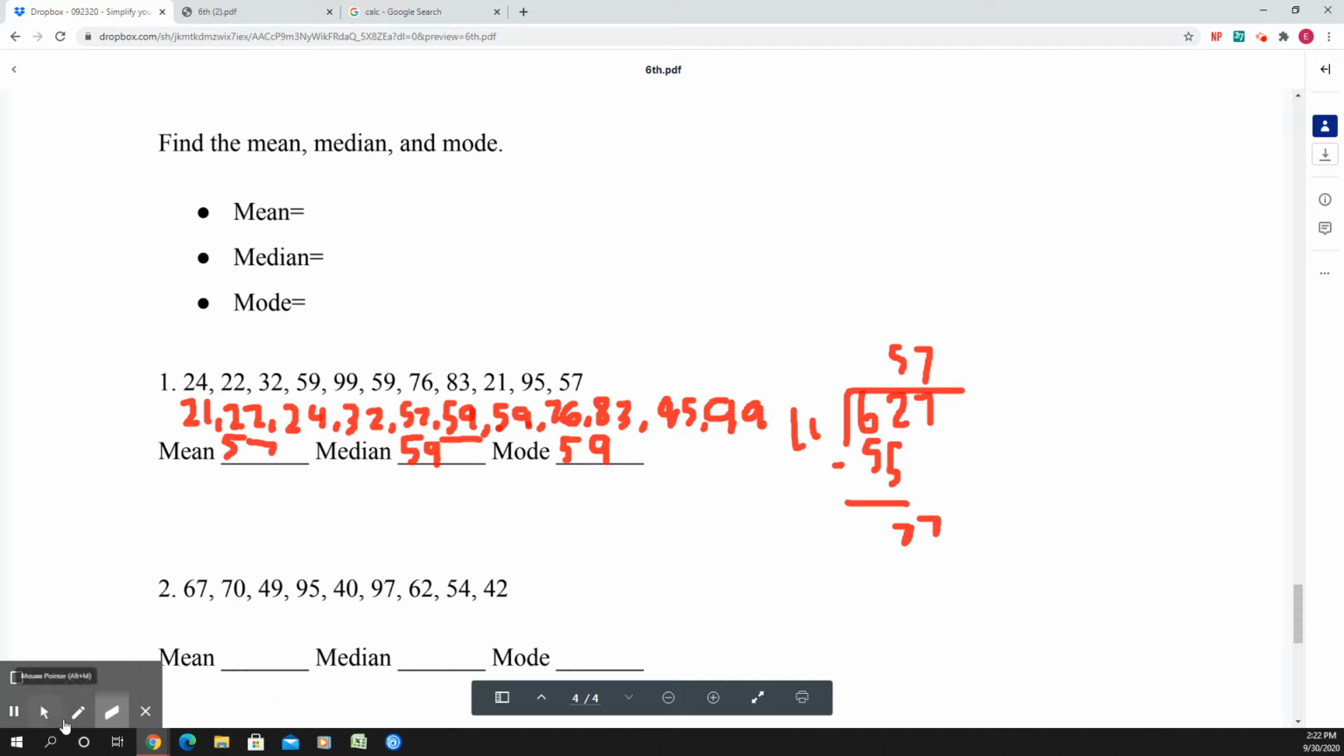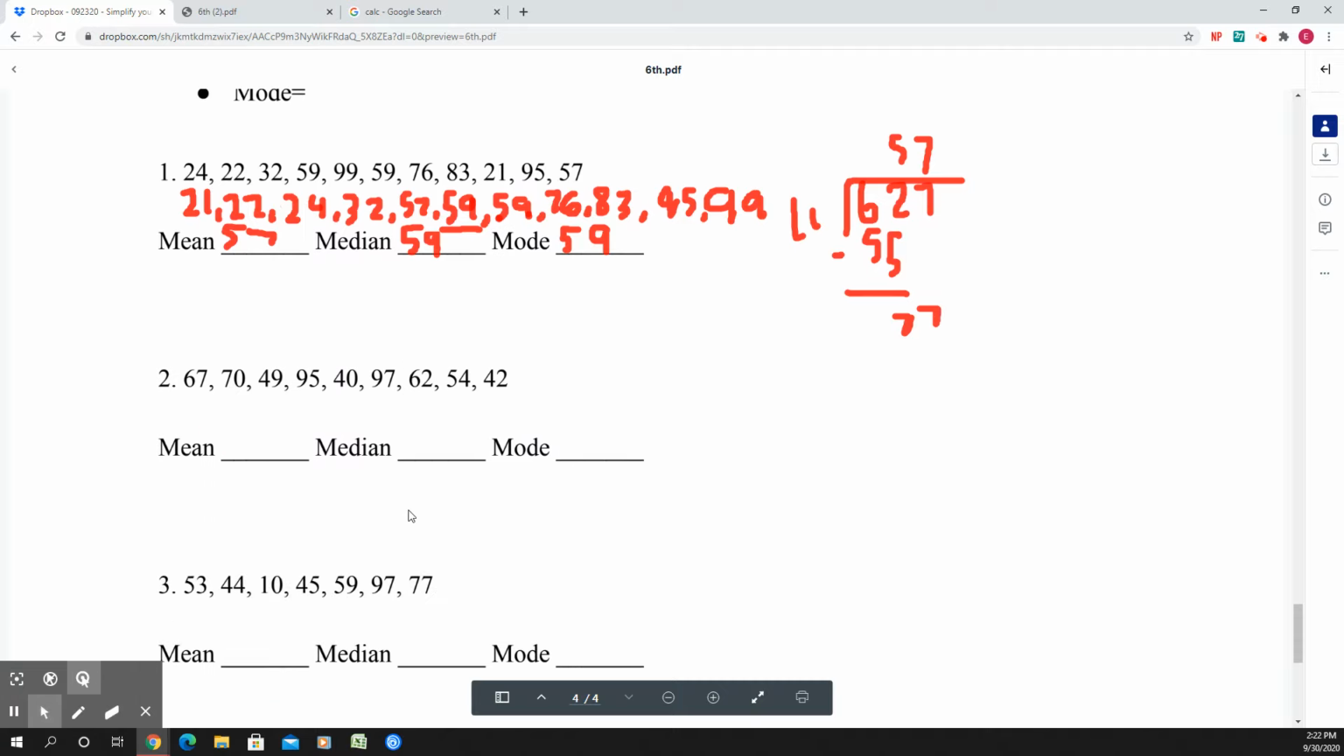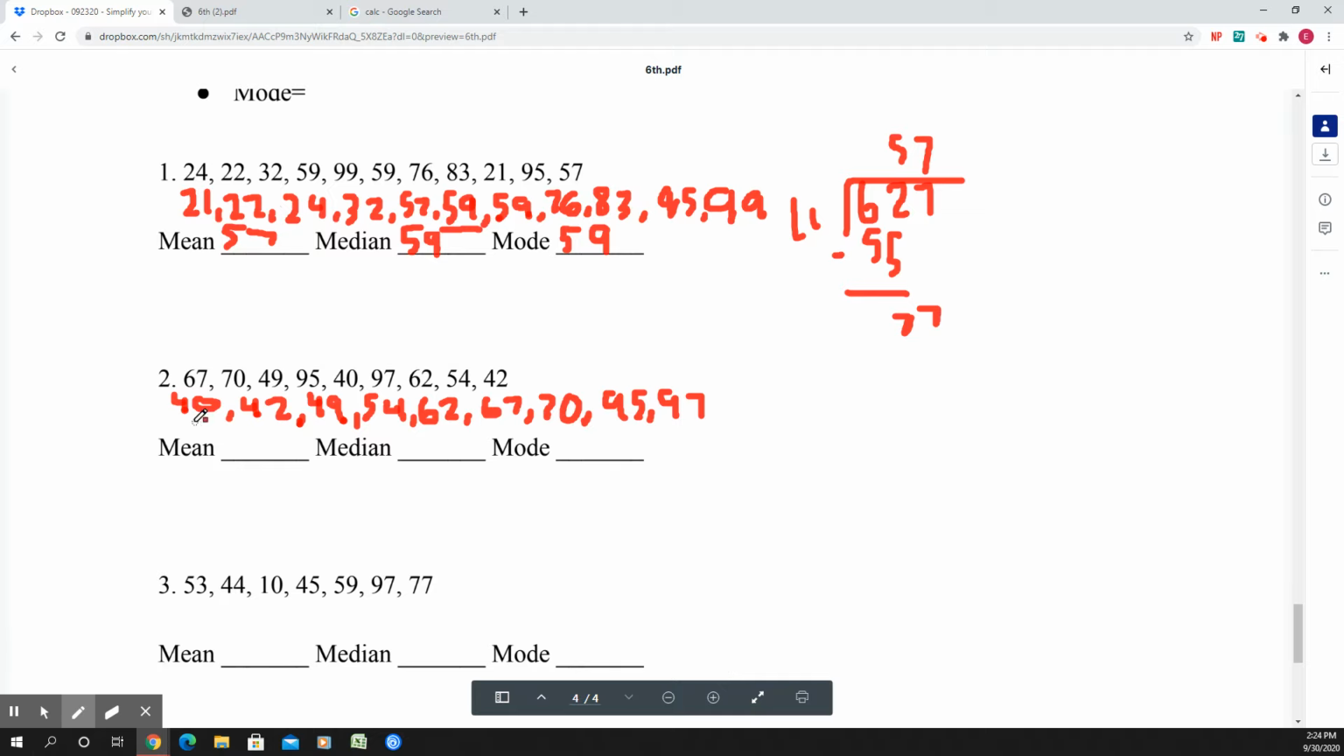Okay. This next one is basically the same thing. So first things first, we want to put this all in order. So this is what it looks like when you put it all in order. And to find the median, since there are 9 numbers, you want to find the 5th number. So it would be 62. And that's because there are 4 numbers below it and 4 numbers above it.